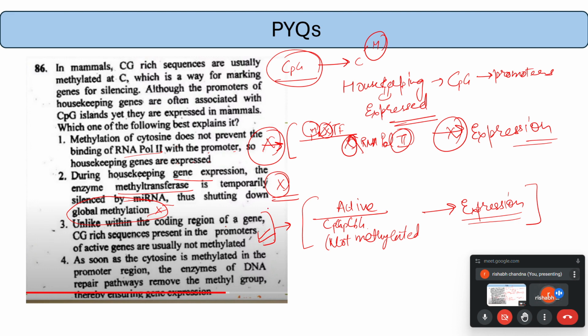Then as soon as the cytosine is methylated in the promoter region, the enzymes of DNA repair pathways remove the methyl group, thereby ensuring gene expression. No, this is also wrong, because the methylation is not removed simultaneously. Okay, so it will take some signaling pathways to remove this methylation. So this option is also wrong. So the correct option is option number 3. Okay, so the correct option is option number 3. Now moving on to the next question.